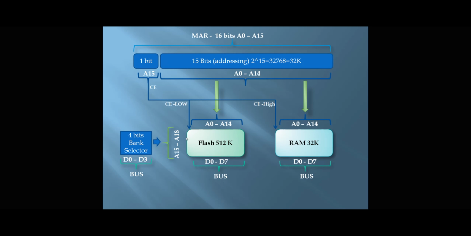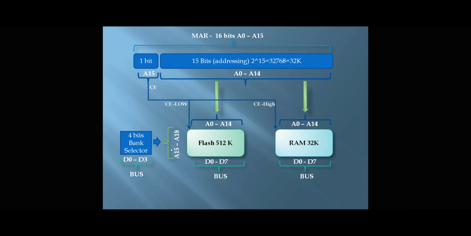However, we are left with 4 more bits, which are actually the most significant bits on this chip, that are not connected to our memory address register. Therefore, we could not address them using our memory address register. So we have to come up with a different mechanism here in order to address the remaining 4 most significant bits in the flash. And that's why we have a circuit here, which we call a bank selector.